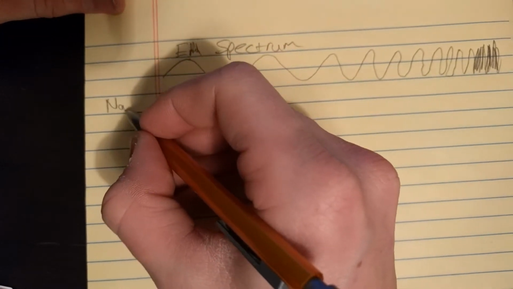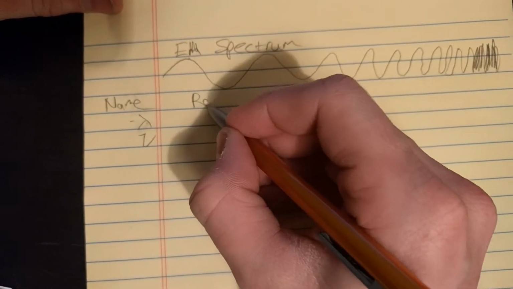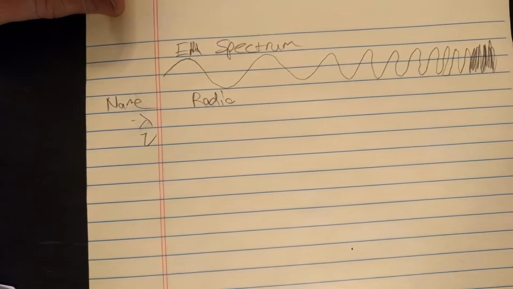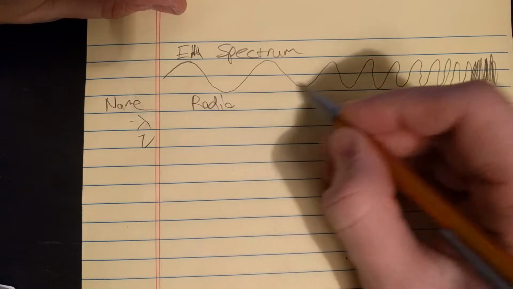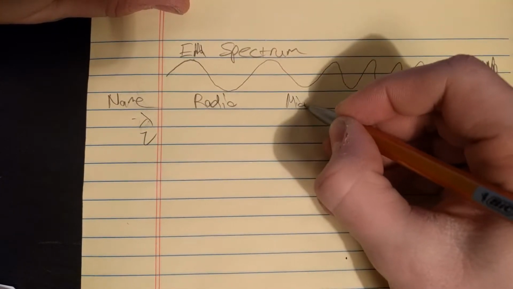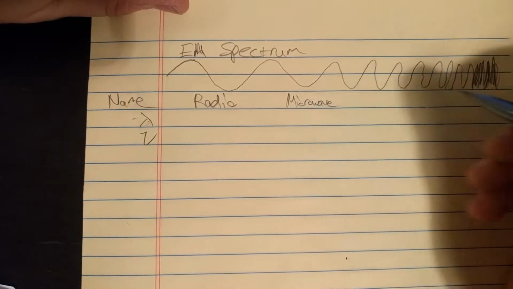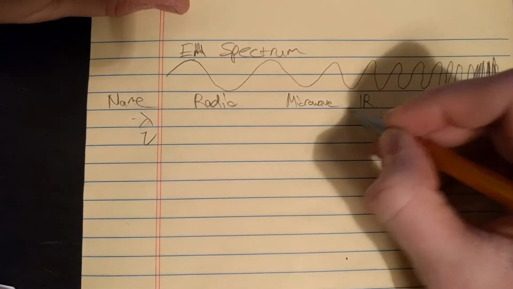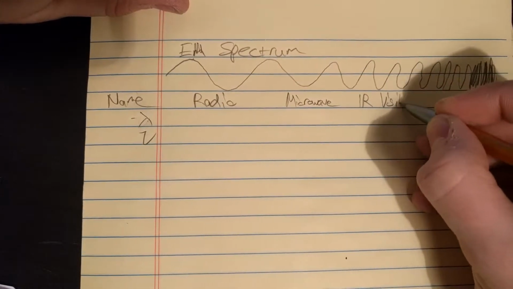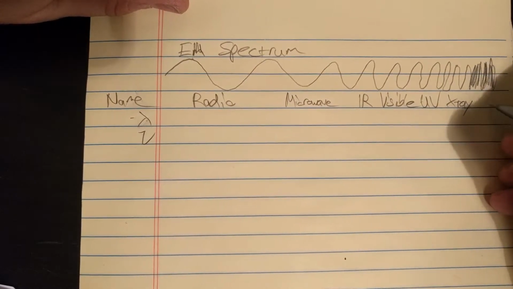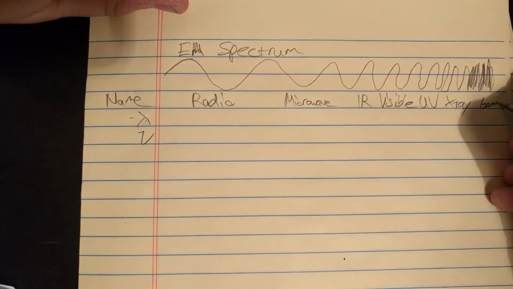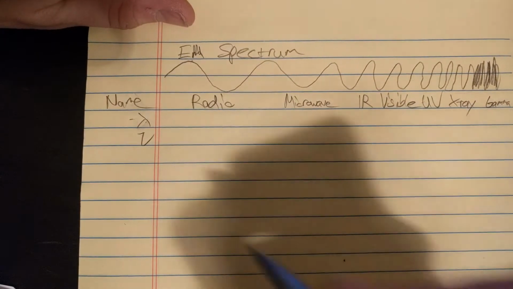So we're going to name each region. This region is called the radio frequencies. The next region, the next shortest wavelengths, is the microwave region. And then you got infrared, IR, and then you got visible, and then you got ultraviolet, and then you got X-rays. And gamma rays are the shortest wavelengths.